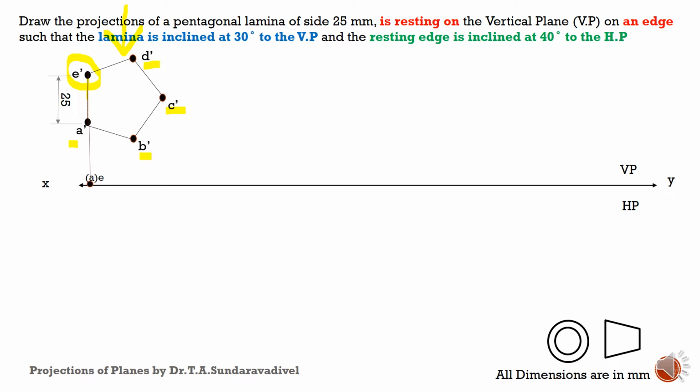So this line passes through E and A. E will be visible to the observer and A will be hidden to the observer. Similarly, the next point DB: D will be visible and B will be hidden. Similarly, C will be visible to the observer, only 1 point. So now the front view and top view of the initial first stage is completed.